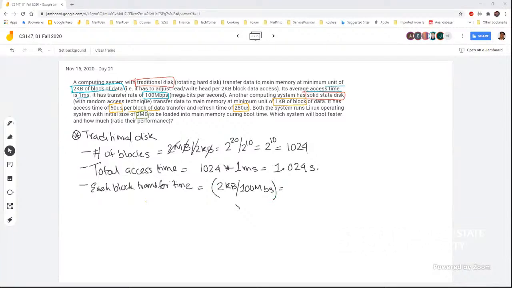So it basically boils down to this: let's change this unit from byte to bit, which means this is effectively 8 kilobit by 100 megabit per second. The units will nullify each other. 1 kilo is 2 to the power 10, and 100 M is about 2 to the power 20, which gives about 0.16 multiplied by 2 to the power minus 10 seconds.